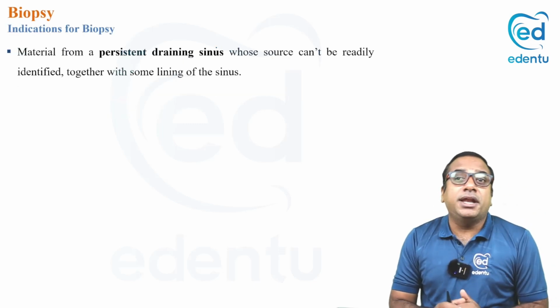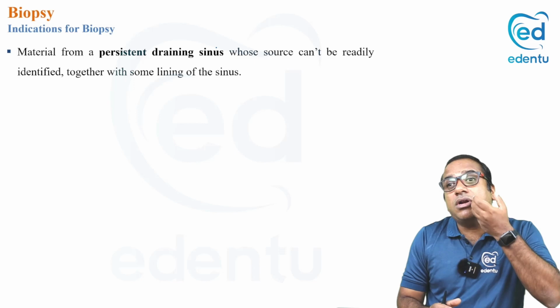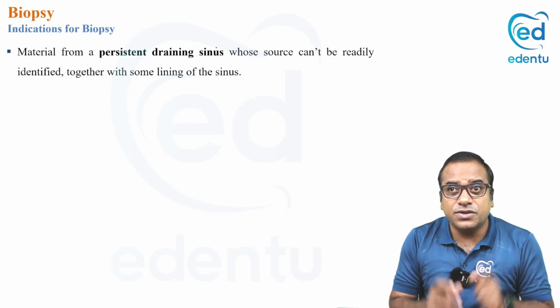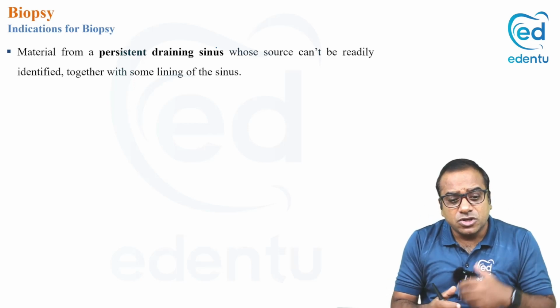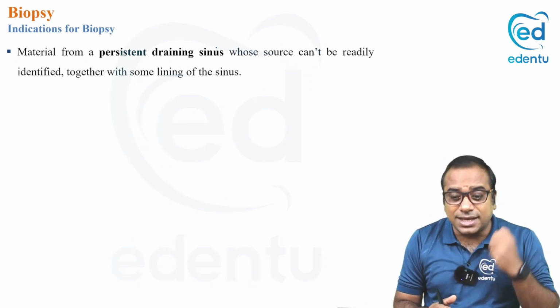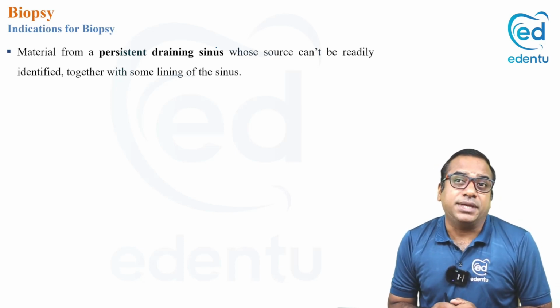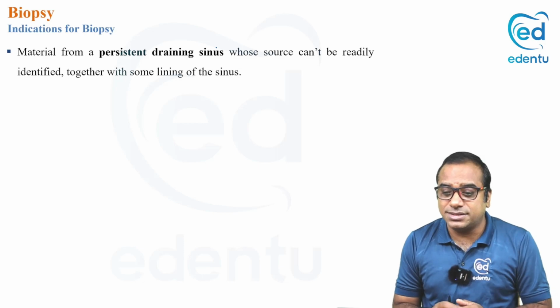Coming to the further indications, any swelling or draining abscess or sinus. Sinus is one-way opening. Fistula is two-way opening. So if there is material from a persistent draining sinus whose source can't be identified, then you should go for the biopsy, if there is a draining pus or sinus.